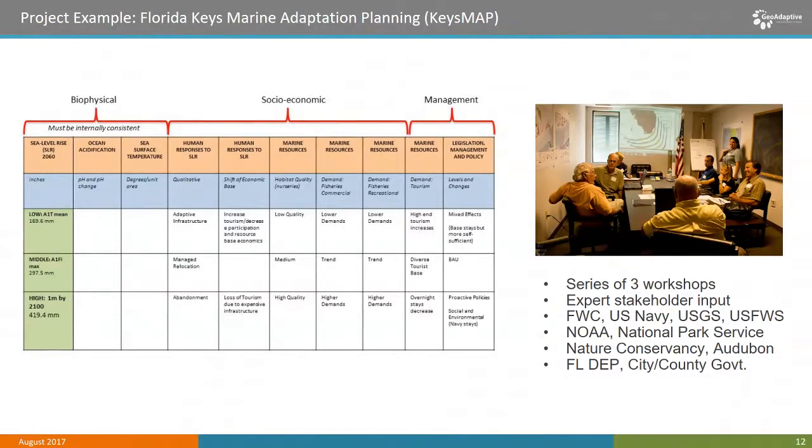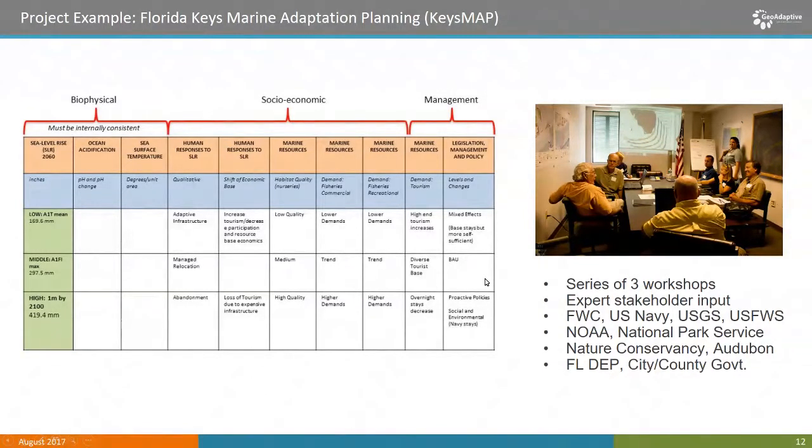Just to look at some of the variables that were considered in this project, on the biophysical side, we looked at sea level rise through 2060, ocean acidification, sea surface temperature. On the socioeconomic side, we looked at the human response to sea level rise, different marine resources like habitat, fisheries, both commercial and recreational. And finally, on the management side, we looked at marine resources as well as general legislation and policies and how those might change in the future. And you can see for three different climate scenarios, different approaches to dealing with these changes. And so we developed scenarios that would address those different combinations here.